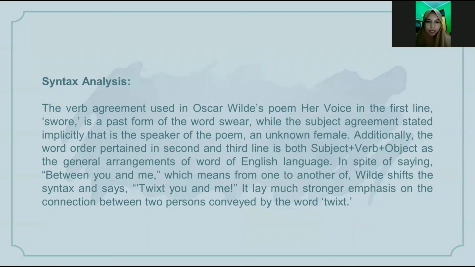Next, syntax analysis. The verb used in Oscar Wilde's poem Her Voice in the first line, swore, is the past form of the word swear, while the word order in the second and third lines is both subject plus verb plus object, the general arrangement of words in the English language. In spite of saying between you and me, which means from one to another, Wilde shifts the syntax and says twixt you and me. It lays much stronger emphasis on the connection between two persons conveyed by the word twixt.